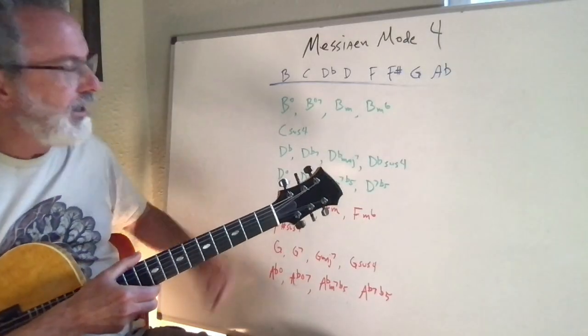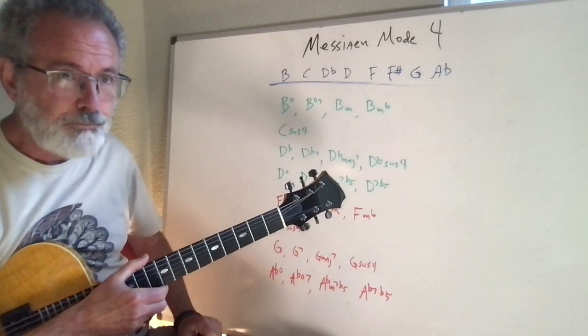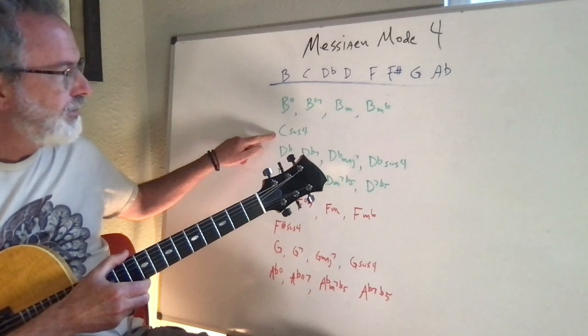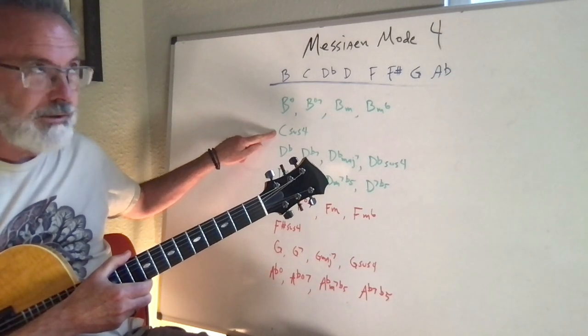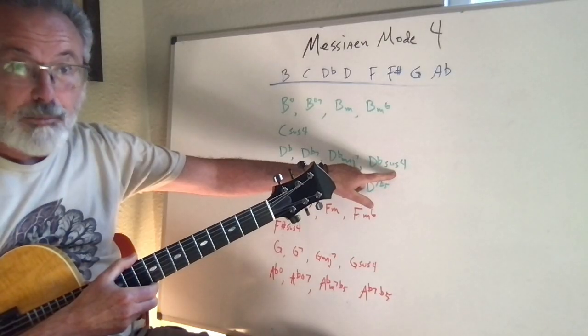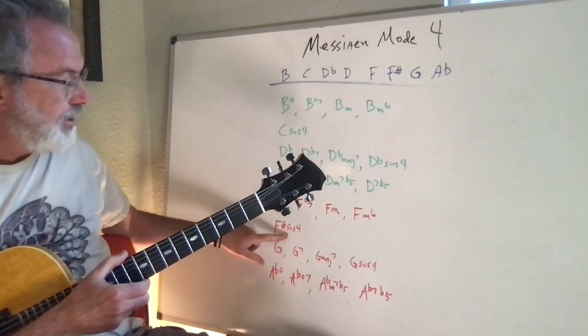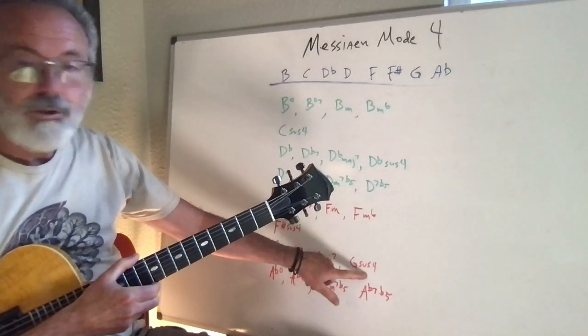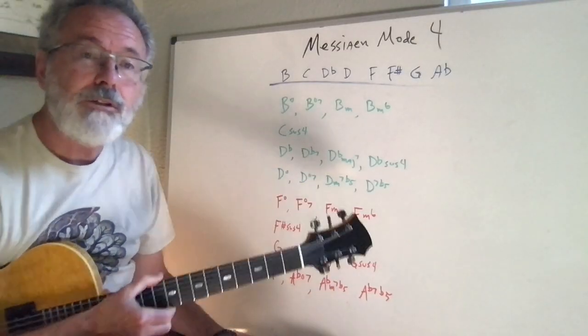A couple other things that I find really interesting are the sus chords. C sus4, D flat sus4, same thing up a half step. F sharp sus4, G sus4. So we got 4 sus chords in the scale.